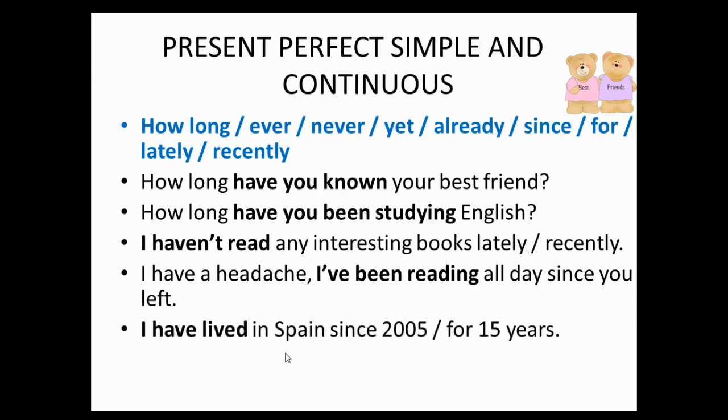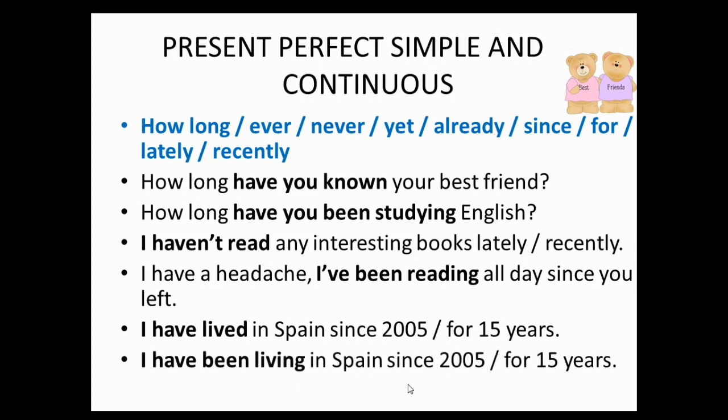I have lived in Spain since 2005. We use since with the year. We can use it with a specific date, for example, and then we use for with a number of years, a number of days, weeks, months, etc. I can also say I have been living in Spain since 2005, or I have been living in Spain for 15 years. It's the same.